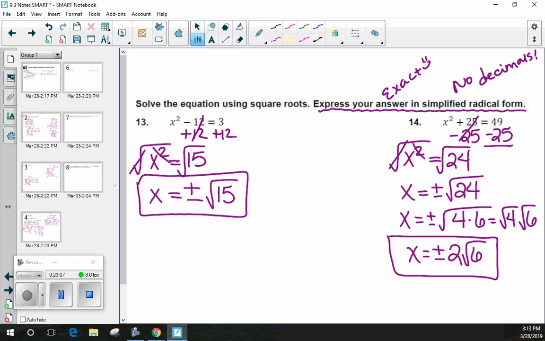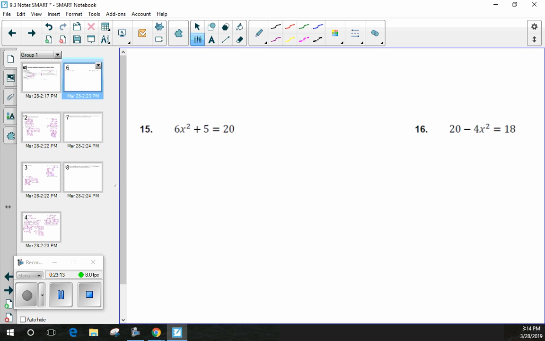This is a little more realistic because a lot of times we're not going to get those nice perfect squares. Try number 15. If you haven't already started, try 15. And again, we're leaving it in simplified radical, no decimals. We just want nice, exact, clean answers. But do make sure it's simplified. There's a little bit of a head start there.